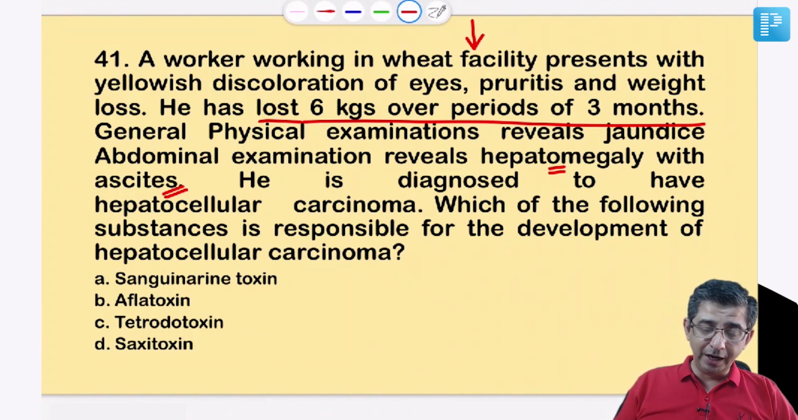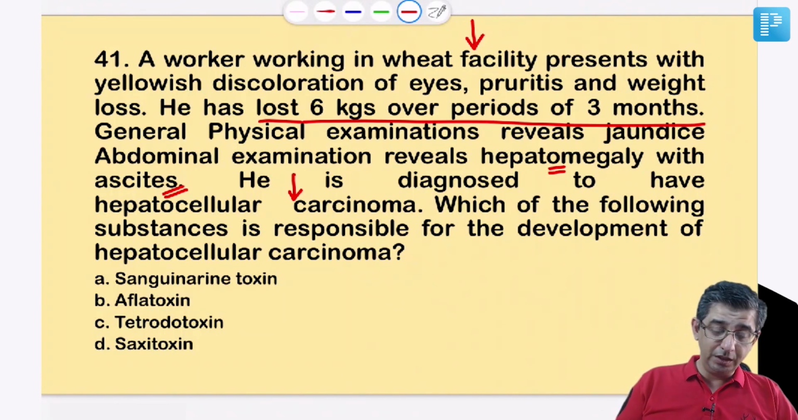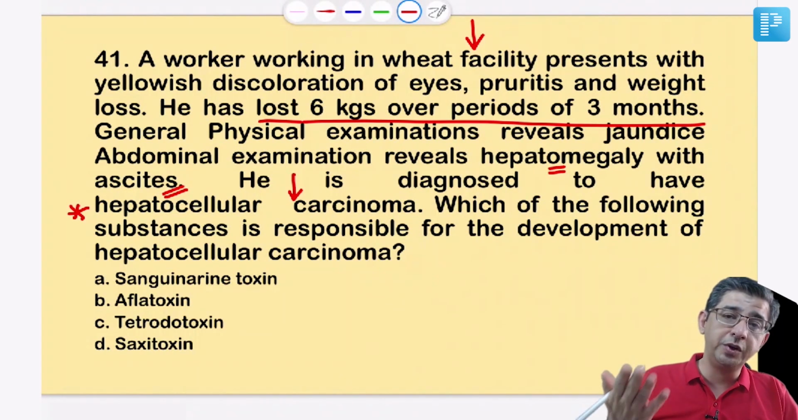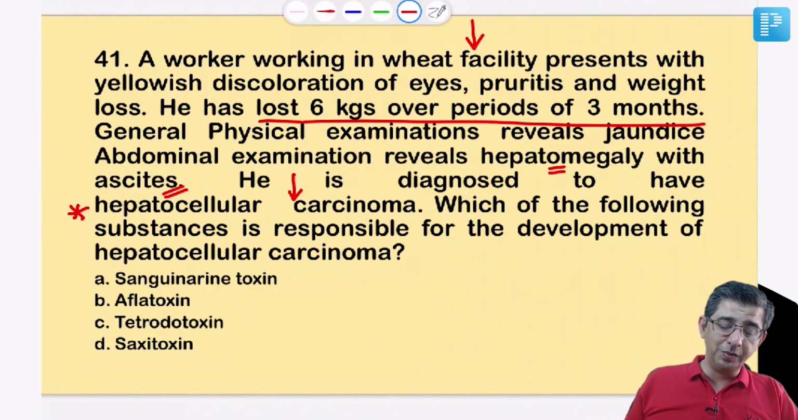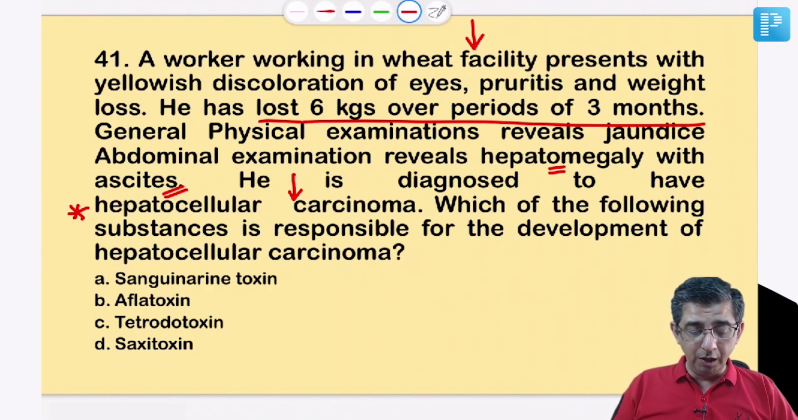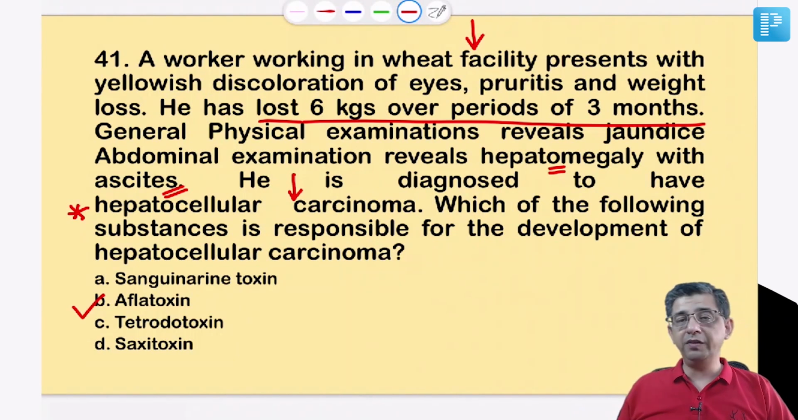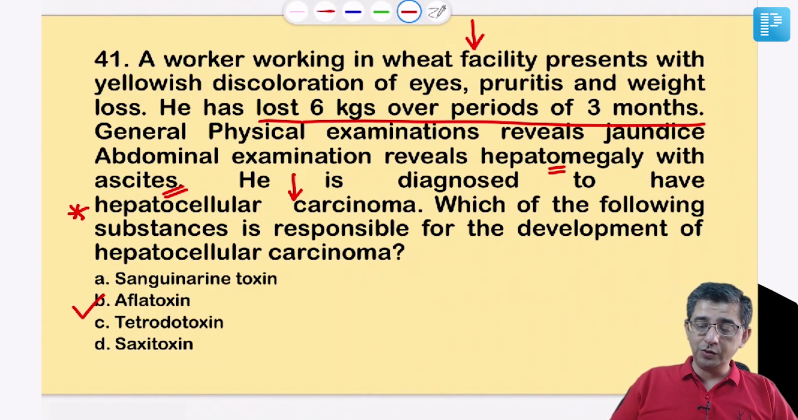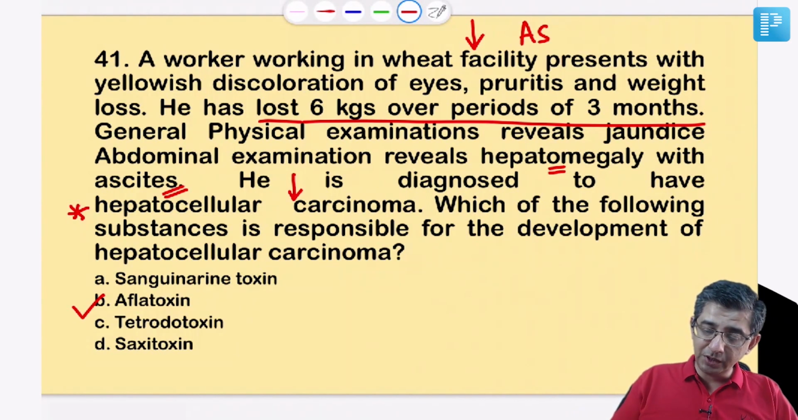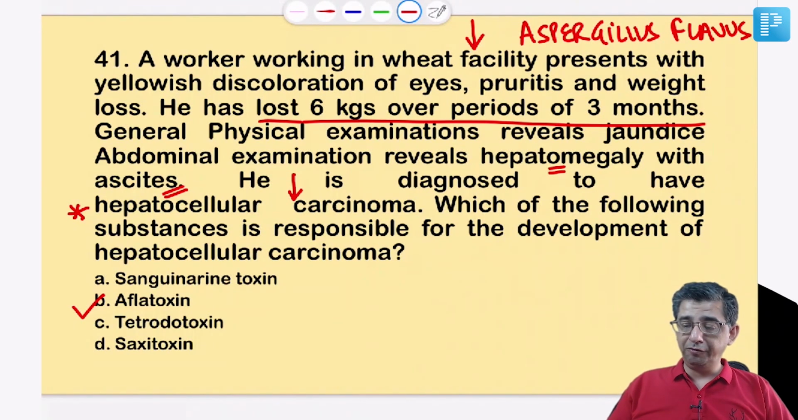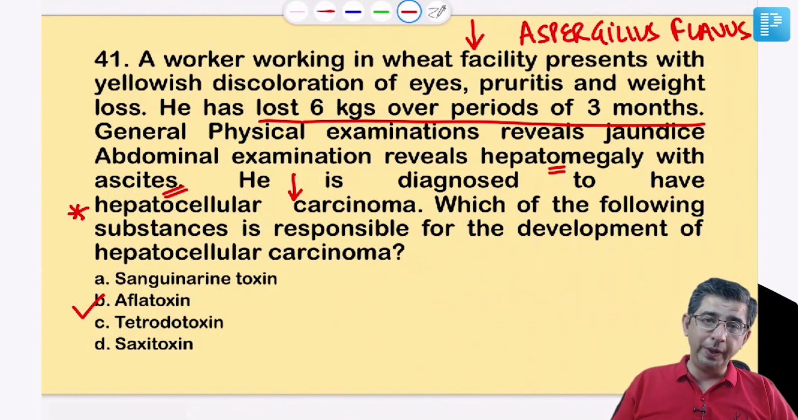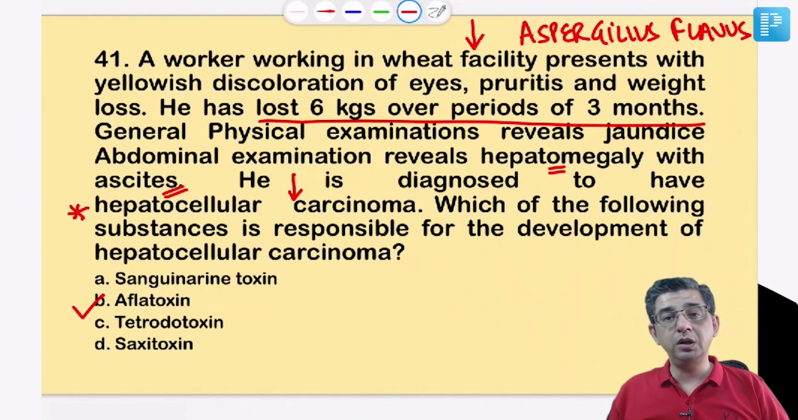He has given you the liberty of telling you that the person has developed a hepatocellular carcinoma, and is asking you one of the reasons behind it, that is aflatoxin. A person working in a wheat facility could definitely be exposed to the fungus Aspergillus flavus, because this grows with wheat, and this fungus produces aflatoxin B, and that contributes to hepatocellular carcinoma.